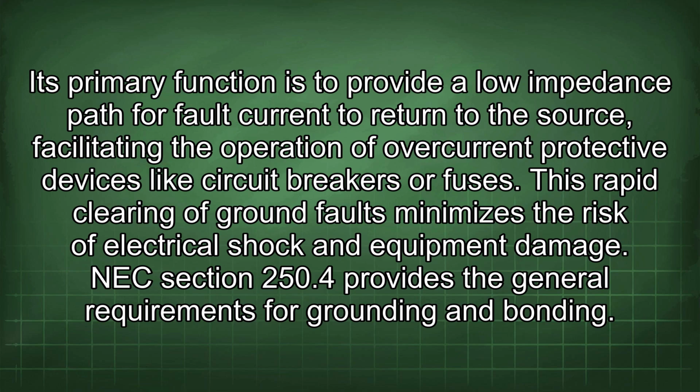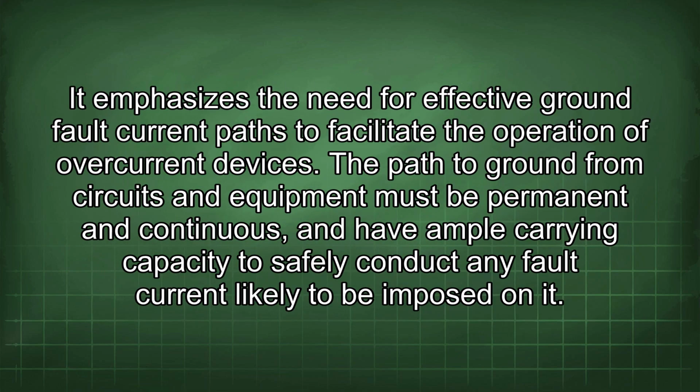NEC section 250.4 provides the general requirements for grounding and bonding. It emphasizes the need for effective ground fault current paths to facilitate the operation of overcurrent devices. The path to ground from circuits and equipment must be permanent and continuous, and have ample carrying capacity to safely conduct any fault current likely to be imposed on it.